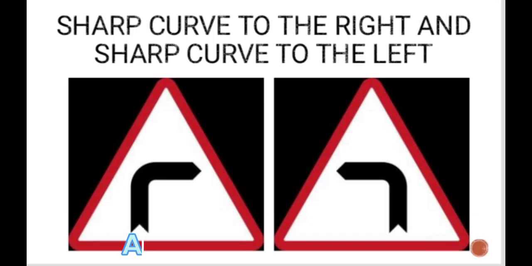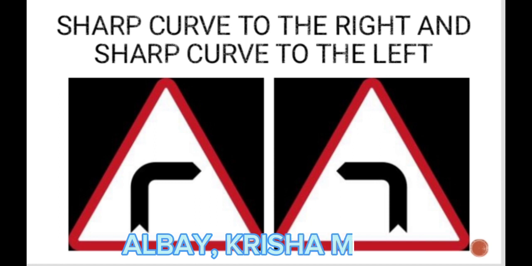So the first one is sharp curve to the right and sharp curve to the left. A double curve right then left sign warns drivers that the road will curve to the right and then to the left. So ibig sabihin, kailangan mong bagalan yung speed ng vehicle and do not pass other vehicles.